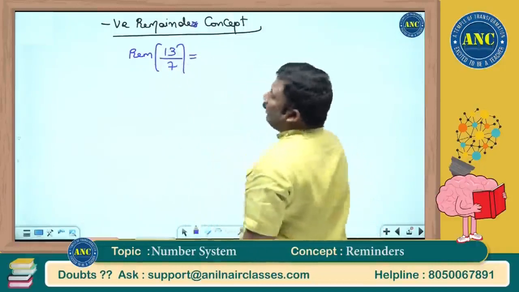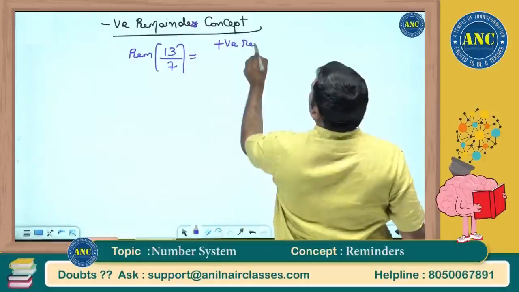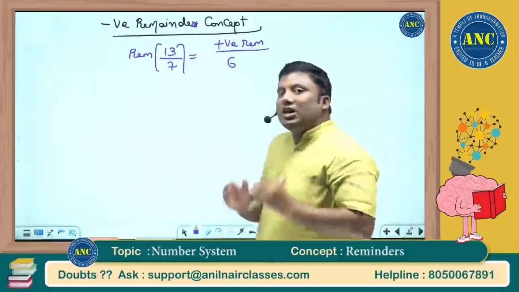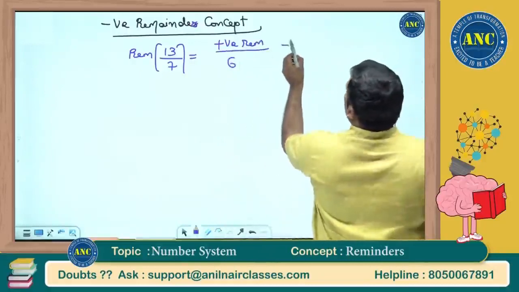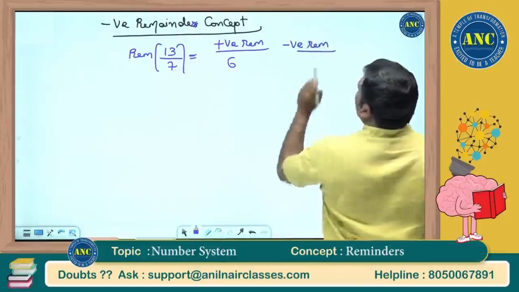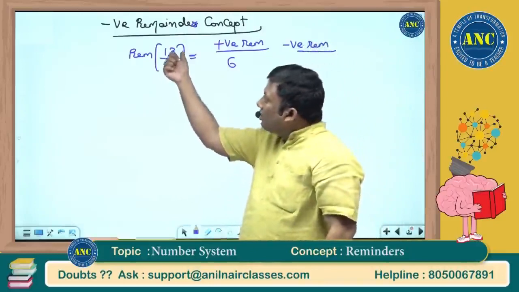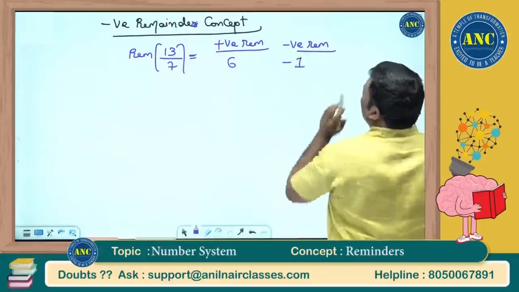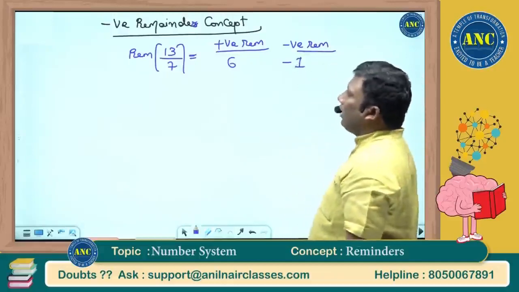13 divided by 7. 7 ones are 7. Positive remainder is nothing but 6. What is left over? That is nothing but 6. Negative remainder is, take a number which is just a multiple of 7 greater than 13. 7 2s are 14. 13 is 1 less than 14. So it is minus 1.